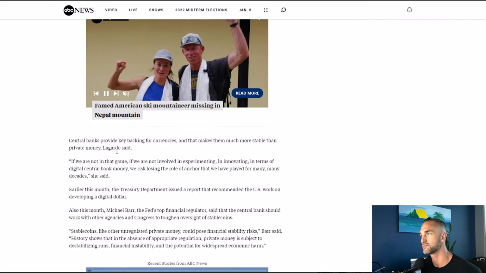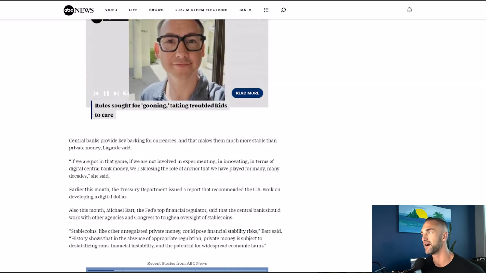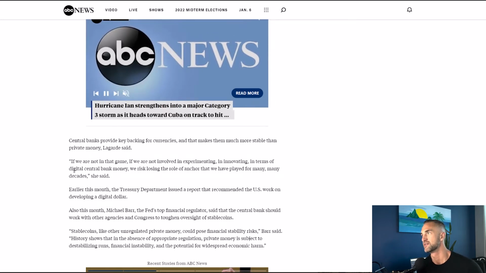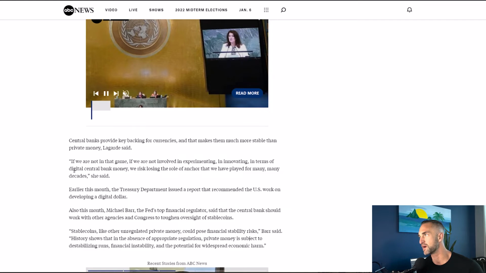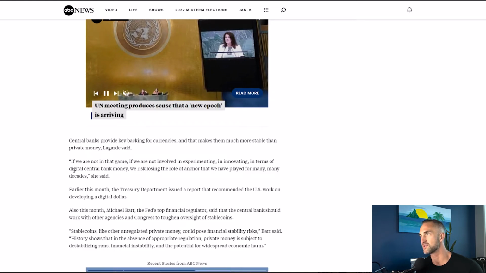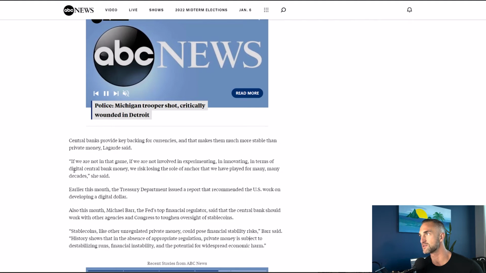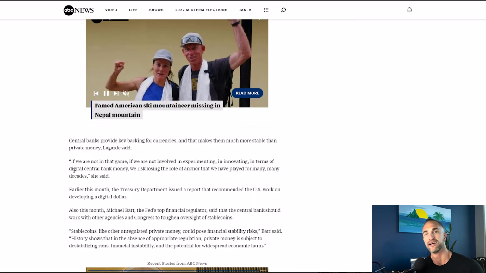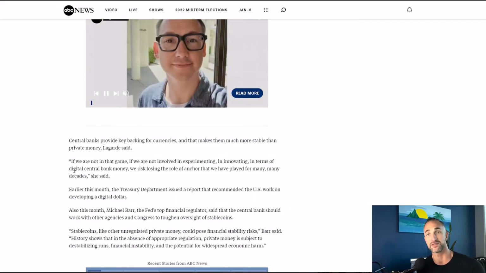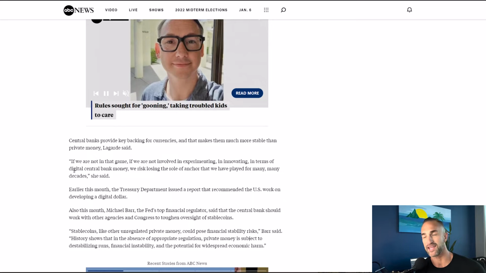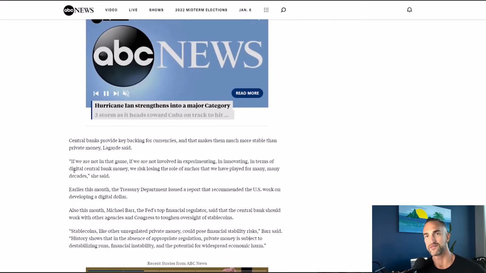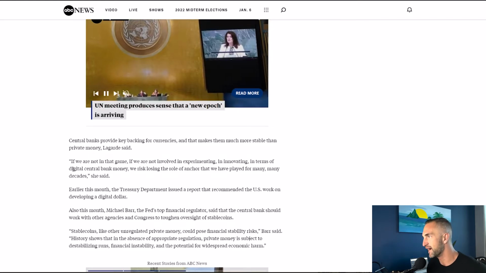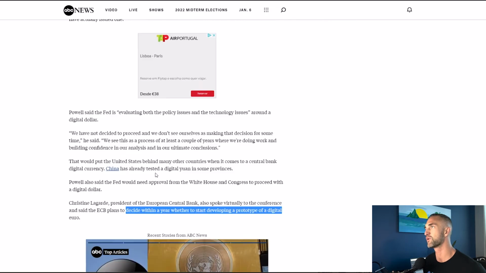I think that was fudge, Mark. She basically said, we're doing it. And quote, "If we are not in the game, if we are not involved in experimenting, in innovating in terms of digital central bank money, we risk losing the role of anchor that we have played for many, many decades." The Central Bank of Europe is a bunch of garbage and they haven't anchored anything. They're as much crooks as the Fed is out here in the United States, and we all know it. So, yeah, get ready for digital currency.